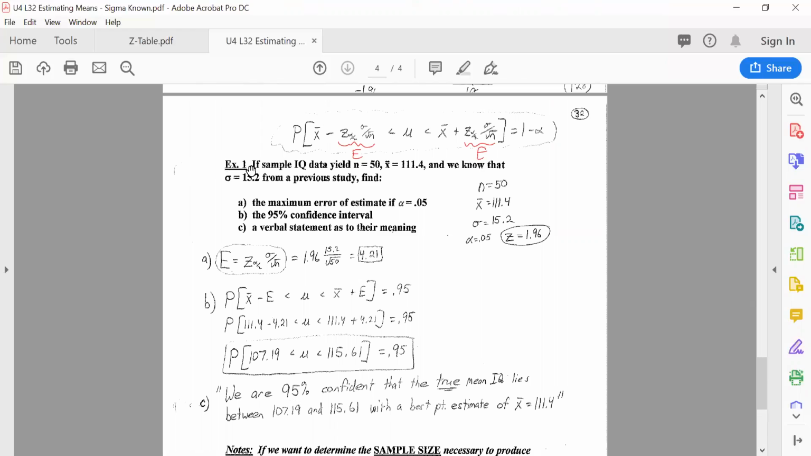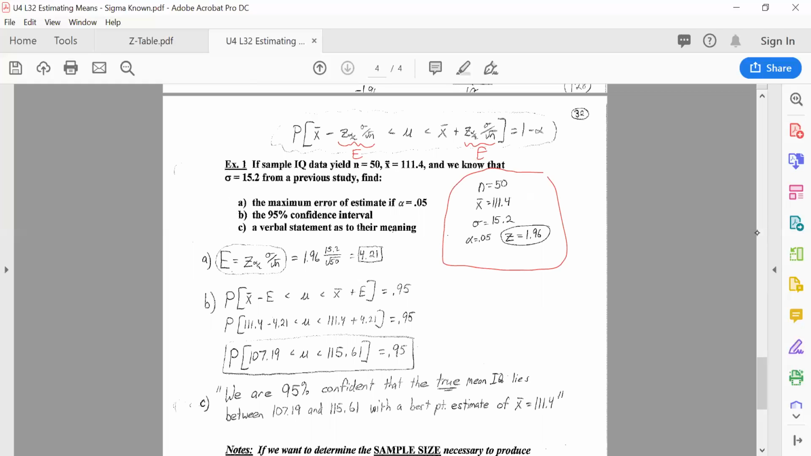So the problem says if sample IQ data yields that 50 people were sampled, n equals 50. The sample mean was 111.4. And we know from a previous study that sigma was 15.2. Find A, the maximum error of estimate if alpha is 0.05. B, the 95% confidence interval. And C, a verbal statement as to what all this means. So I summarized all the data right here.